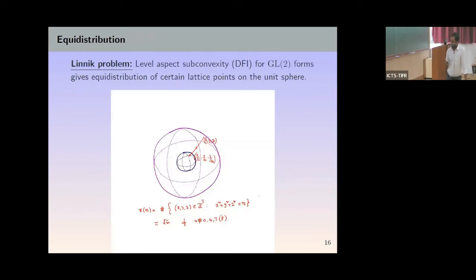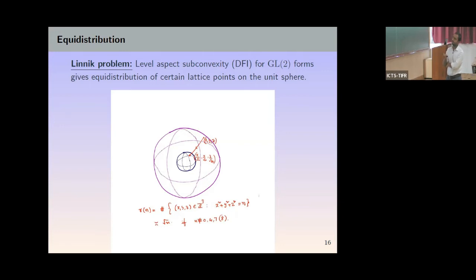So another application in equidistribution. There is the result of Duke, Friedlander, and Iwaniec, who show that if you prove level aspect subconvexity for GL2 holomorphic forms, then you can get equidistribution of certain lattice points on the unit sphere. So again, if you look at this picture, the big sphere is centered at 0 with radius square root n. You are interested in counting points on the unit sphere.